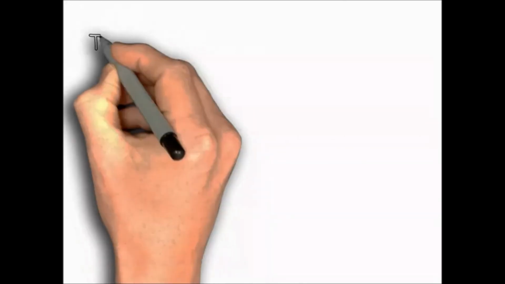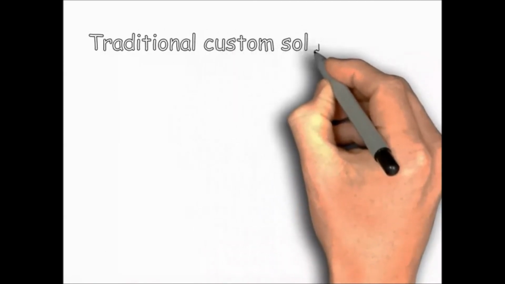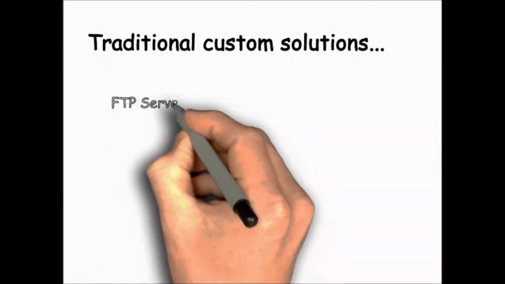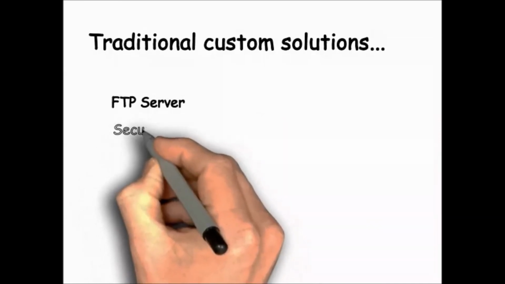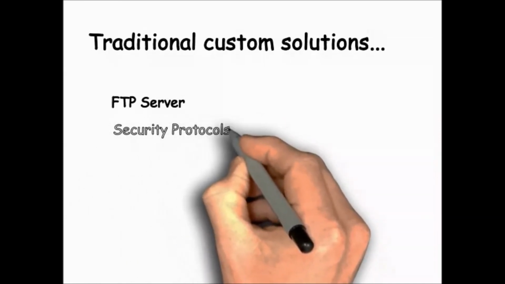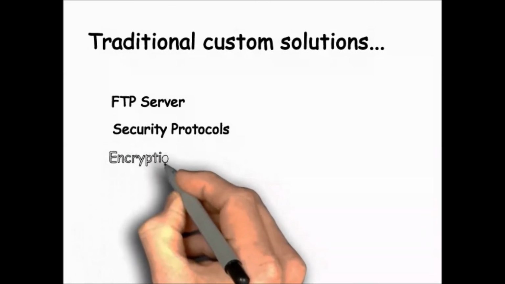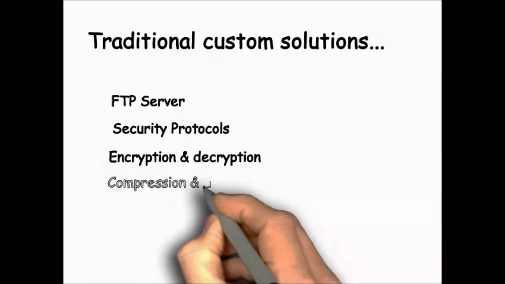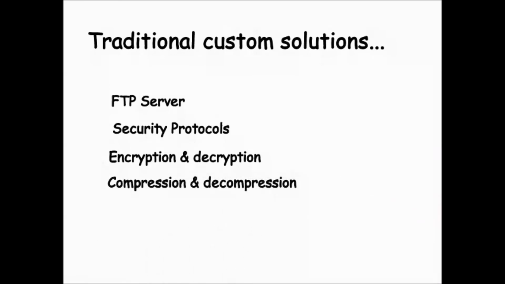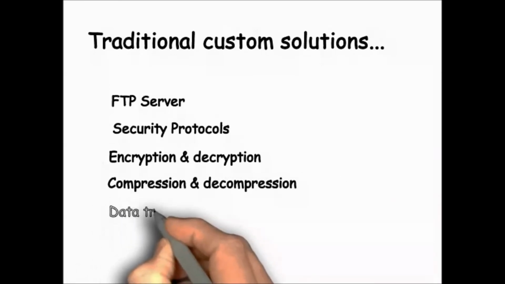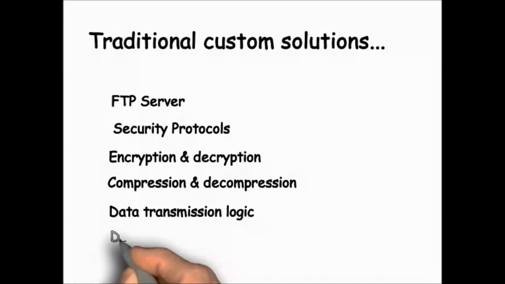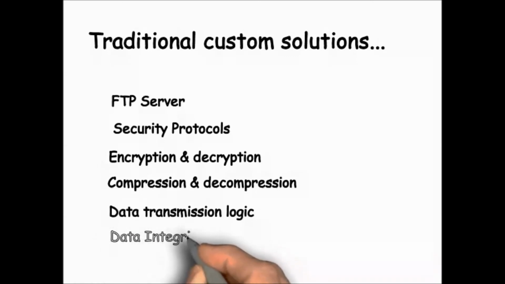Instead, with a traditional custom approach, you have to first decide which FTP server to use and then install and configure it. Then you have to decide which security protocols to use. Implement encryption and decryption algorithms or use a third-party tool. Implement compression and decompression algorithms or use a third-party tool. Implement data transmission script logic, most likely using cron jobs, shell scripts, SQL queries, etc. Then you have to implement the data integrity transmission protocols.